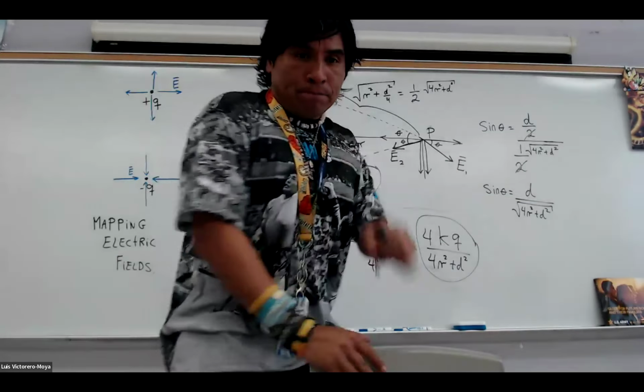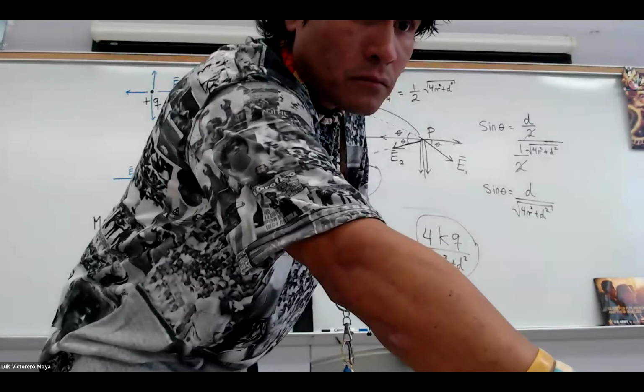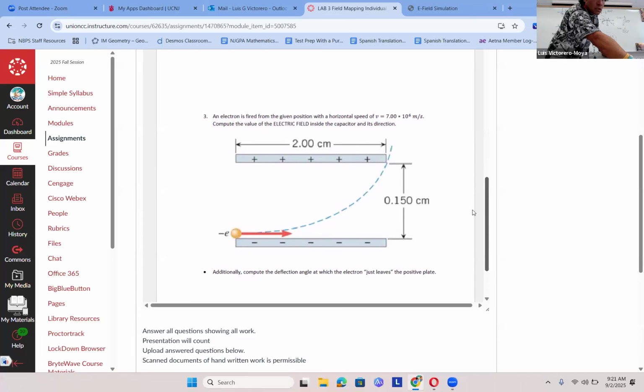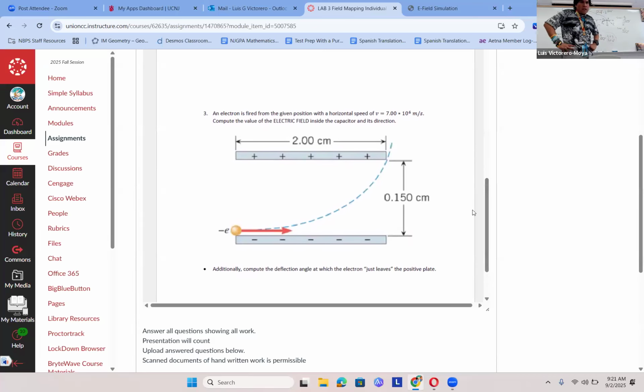Now, what about question 3? That gives you numbers. So compute the value of the electric field inside the, right, guys? They give you the x direction and the y direction, right? And they give you the speed. So using kinematics, you can find the time it took for the electron to reach the end of the plate, right? That's a free fall projectile motion.